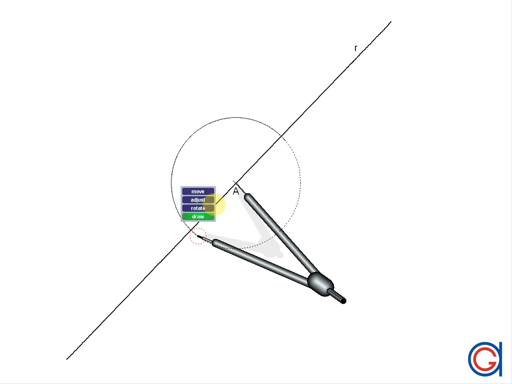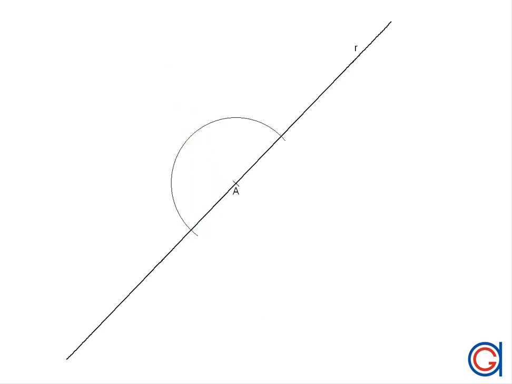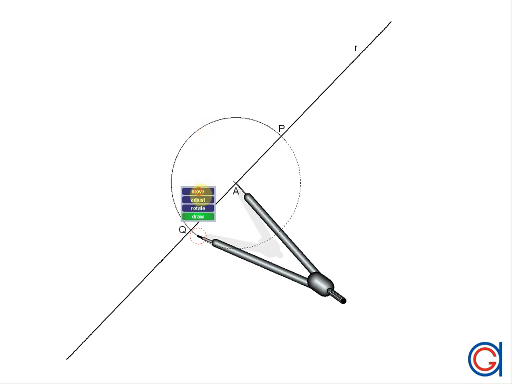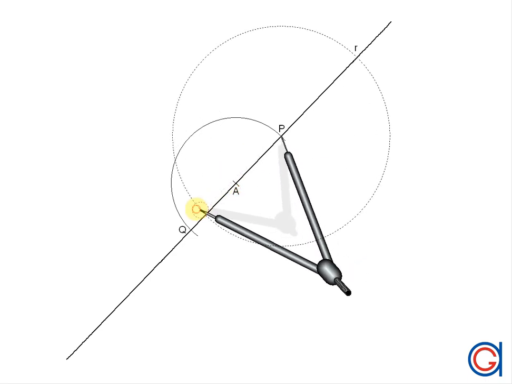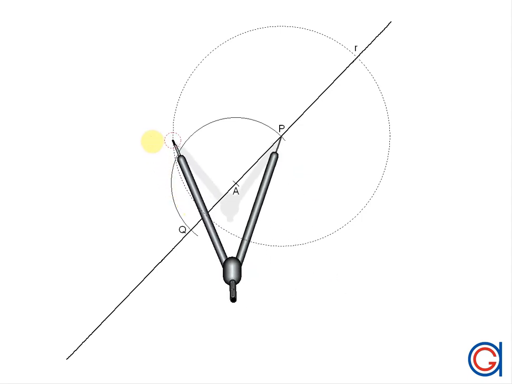We will draw a semicircle which cuts the line R at 2 points, which we will call point P and point Q. So now, setting our compass on point P and with a radius slightly longer than PA, we will scribe an arc above the line, as can be seen here.